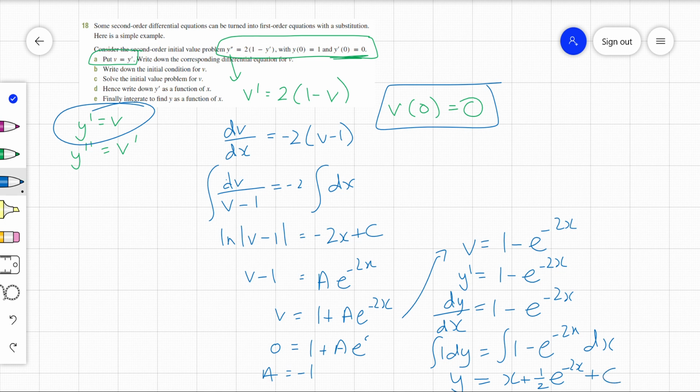But we know that y of 0 equals 1. So if I put 1 equals 0 plus a half e to the power of 0 plus c, you can see clearly c has got to be a half. So 1 equals a half plus c, so c equals a half. If I put that back in, I get y equals x plus a half e to the minus 2x plus a half. And that will be my answer. That's the solution.